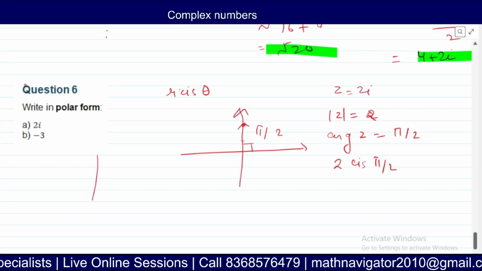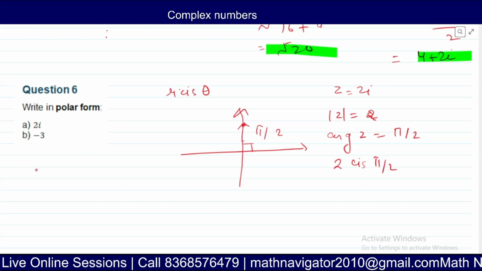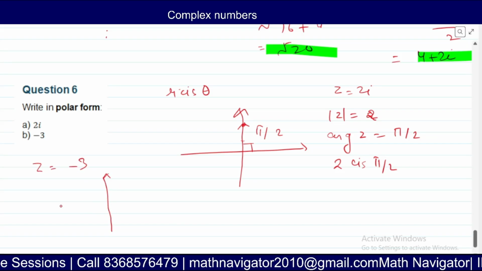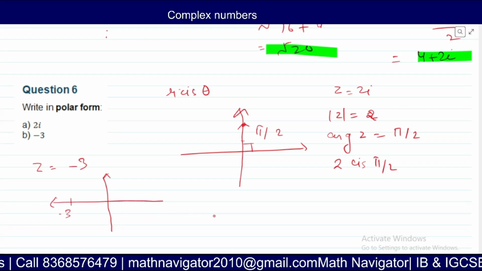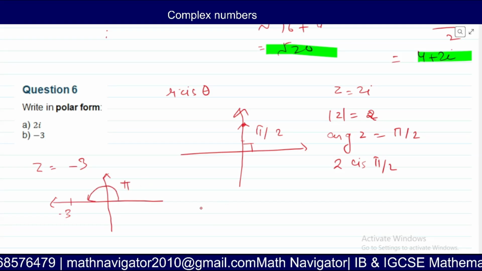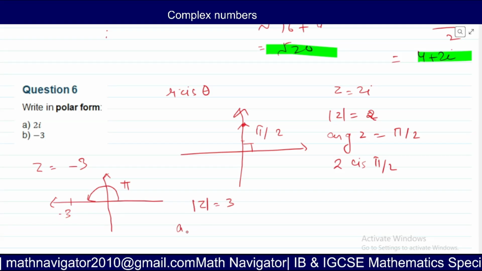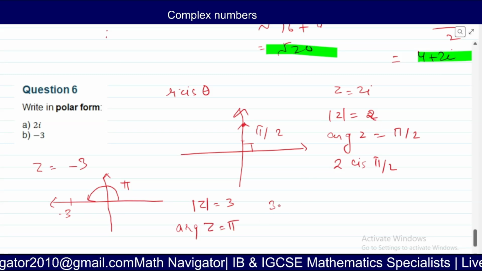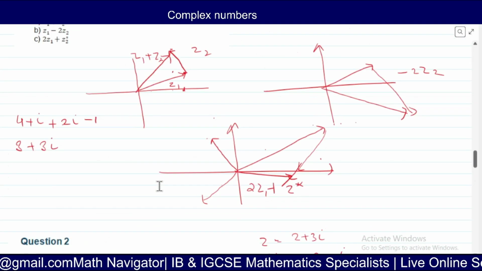Then let's make the second one. In this case, it is saying z is equal to -3. So if I plot it here, this distance is -3. So this angle I have to find. So this angle is pi. So magnitude of z is equal to 3 and argument of z is equal to pi. So this is 3 cis pi. Perfect, right? Let's move to the next question.